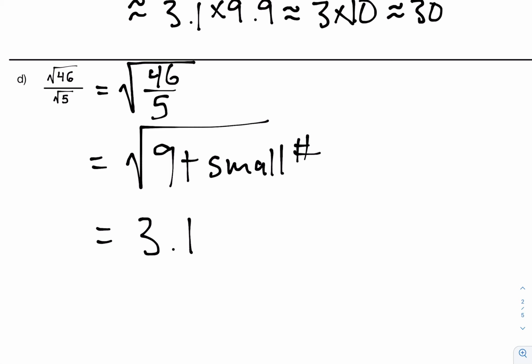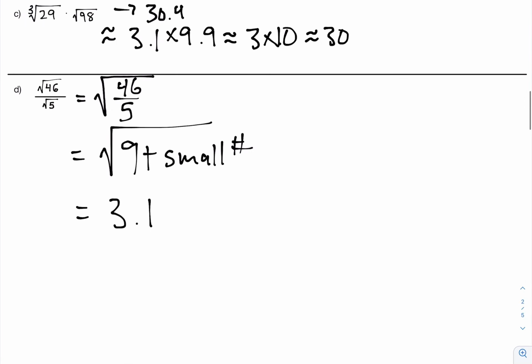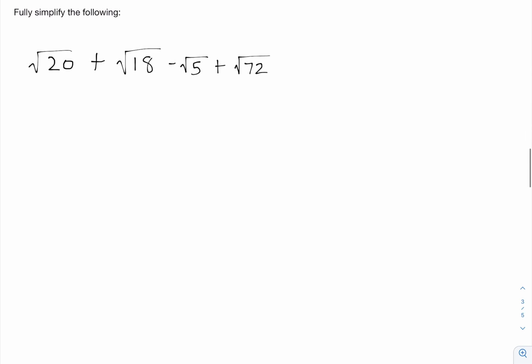Okay, so the square root of 46 divided by the square root of 5, the actual answer is 3.03. So in this case, it's a little harder to estimate, but on a test, this would be a reasonable guess. Just over 3, because we know that the square root of just over 9 is going to be just over 3. Okay, fully simplify the following.